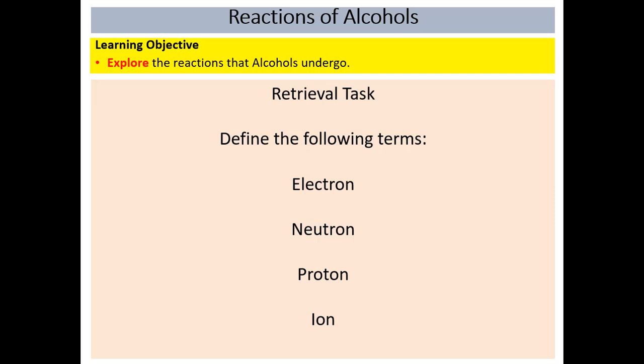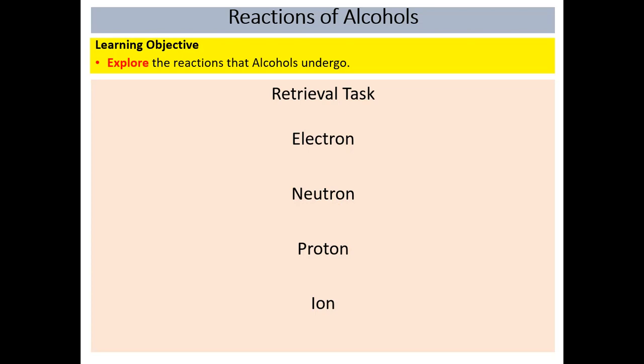Now before we do that, what I want you to do, a bit of retrieval. I want you to define these following terms. So what's an electron, what's a neutron, what's a proton, and what is an ion? Write in as much detail as you can and then we'll go through it. So pause the video now.